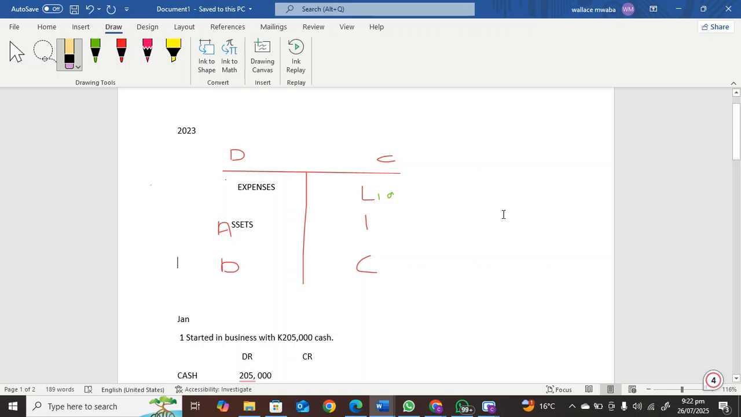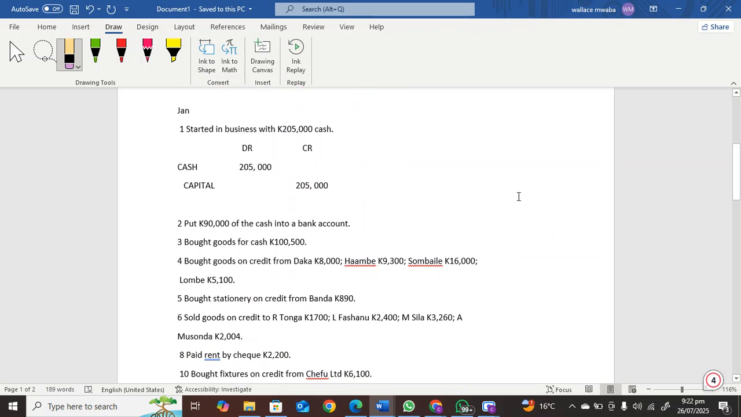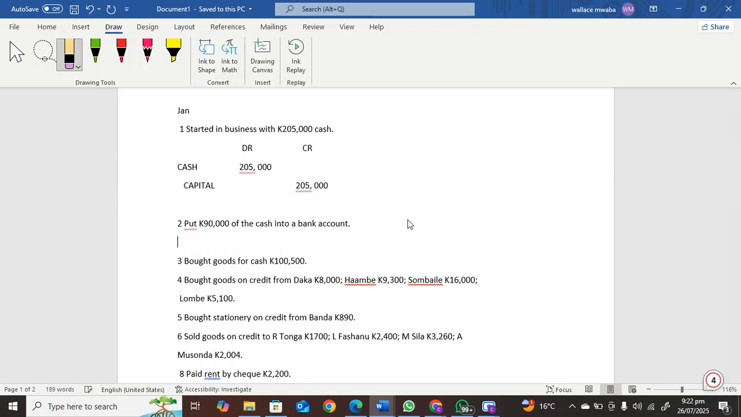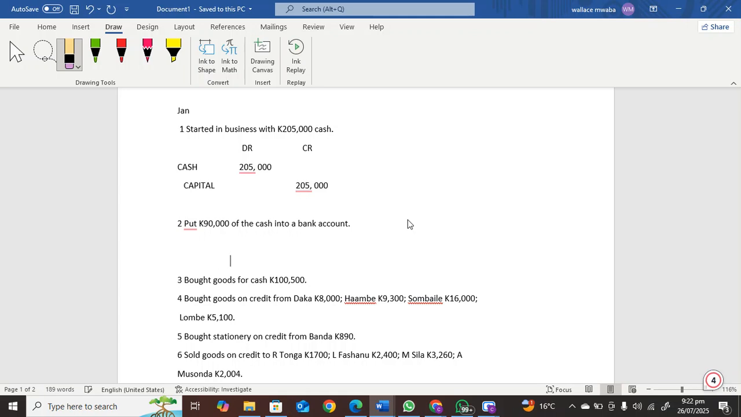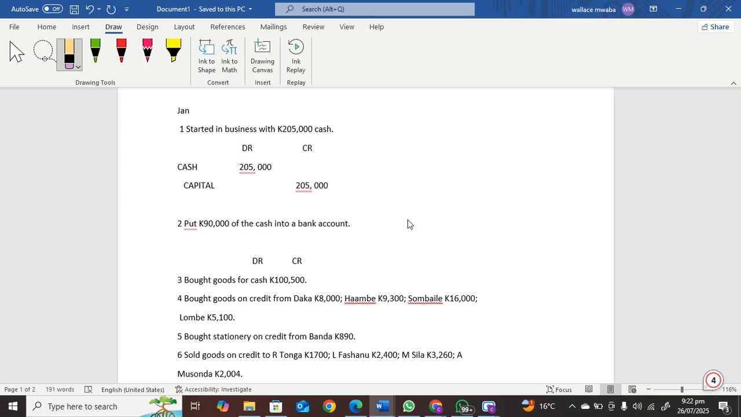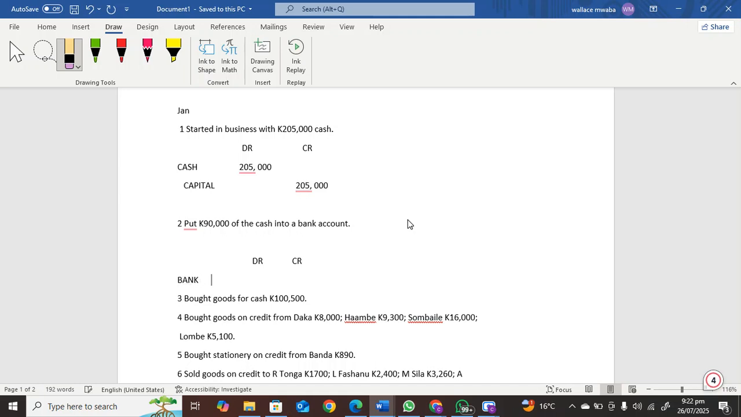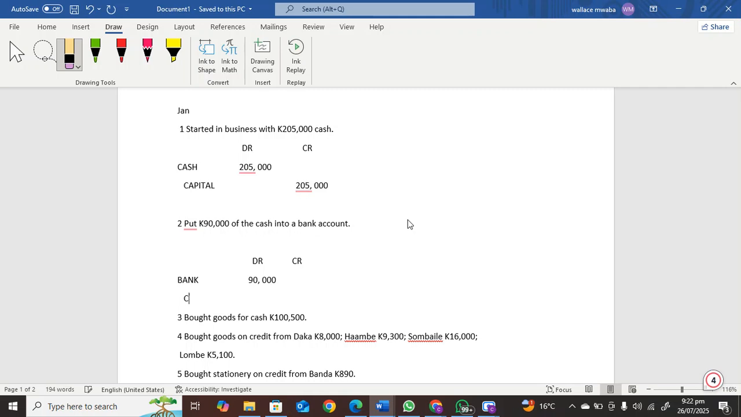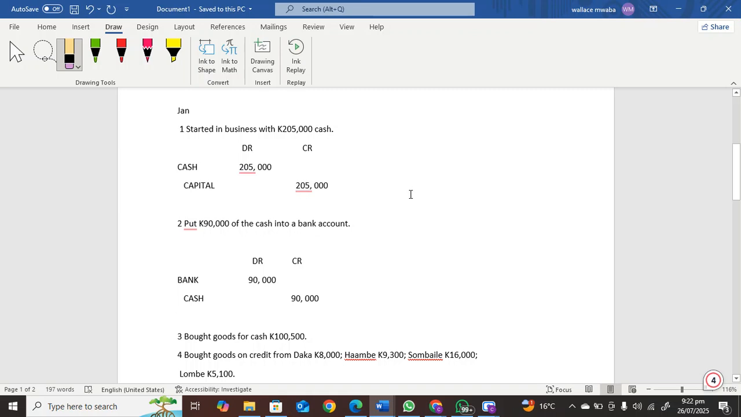Okay, so we debit bank 90,000, increase in an asset. Then we credit cash, decrease in an asset, 90,000. Okay.